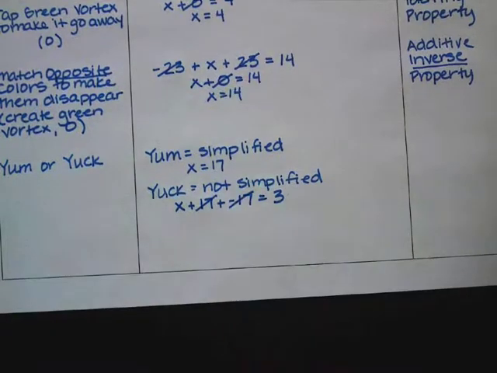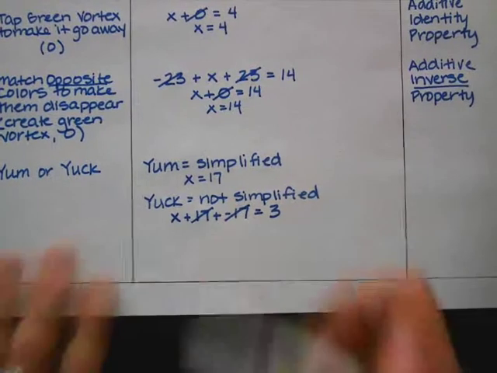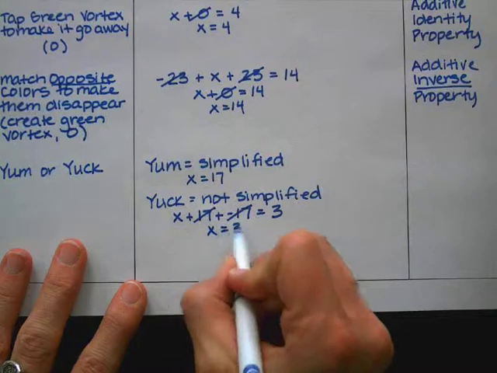They matched those up and they said, you know what? The additive inverse property says, get rid of those. They're going to be 0. The additive identity property says, get rid of the 0. We basically have x equals 3.